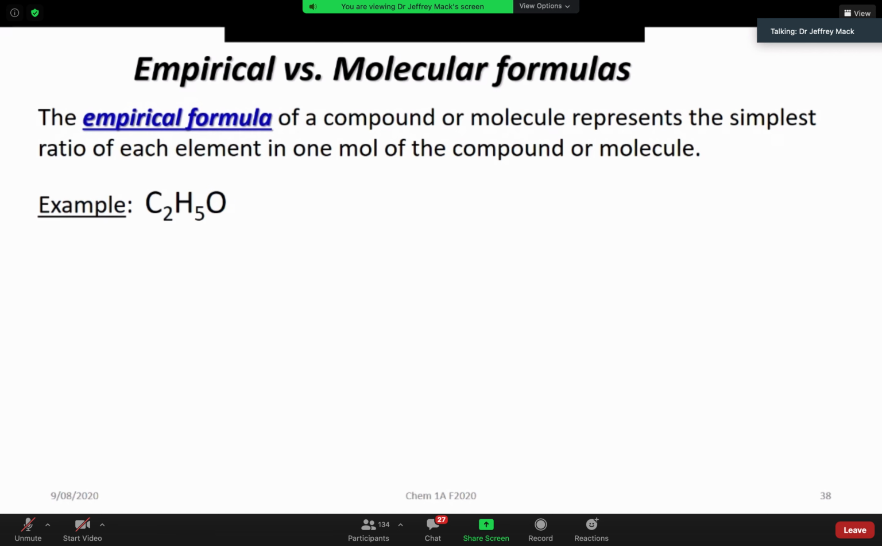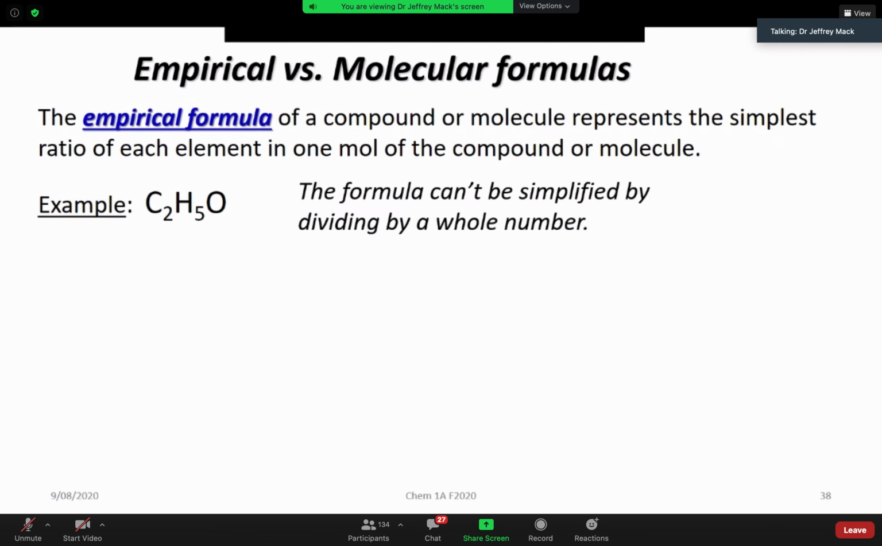So if I have the compound C2H5O, can I simplify that without getting into fractions? Well, the answer is no, all right? This formula can't be simplified because I'll end up with a fraction. If I were to divide that by 2, I'd end up with C, H2.5, O.5. And remember, we cannot have fractions as part of a chemical formula, right? So this is an example of an empirical formula.